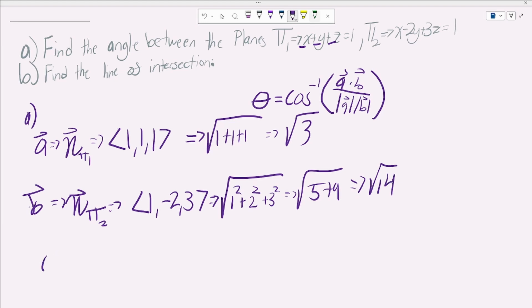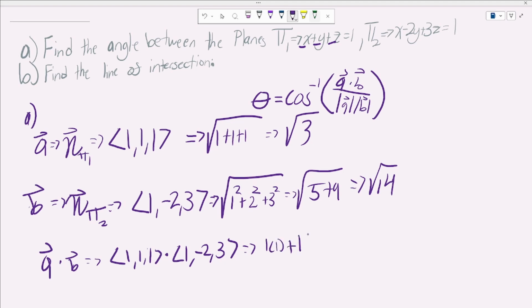And then lastly, let's take the dot product of our two vectors. So we'll have 1, 1, 1 dotted with 1, -2, 3. Let's write that out: 1 times 1 plus 1 times -2 plus 1 times 3. That'll be 1 minus 2 plus 3, which is equal to 2.